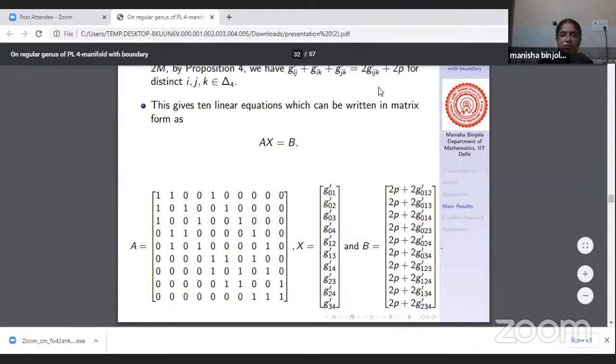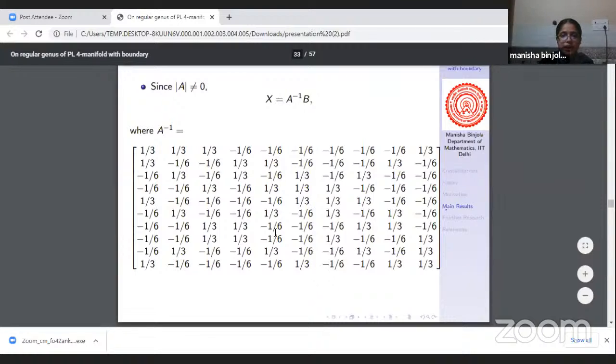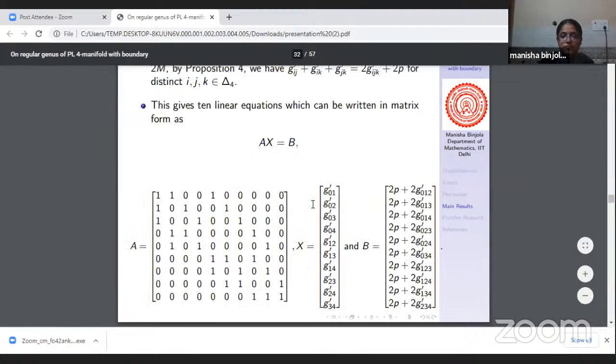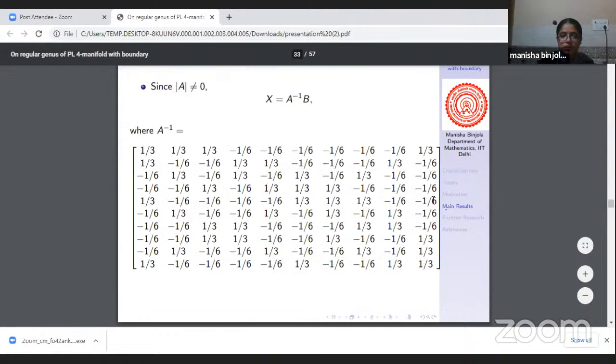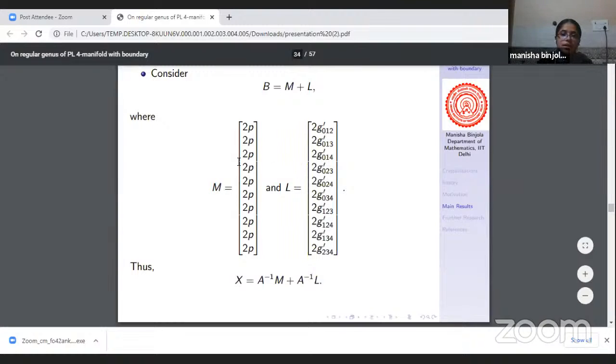Now we'll use explicitly the values of IJK, and we have the 10 relations, okay, in this form only, which can be written as AX equals B. Now A is this, X is this, and B is this. Now since A is invertible, X can be written as A inverse B. We have A inverse in this form. Now we break B into 2 components, column wise. Okay. So this is the first component M, and this is the second one. So X equals A inverse M plus A inverse L.